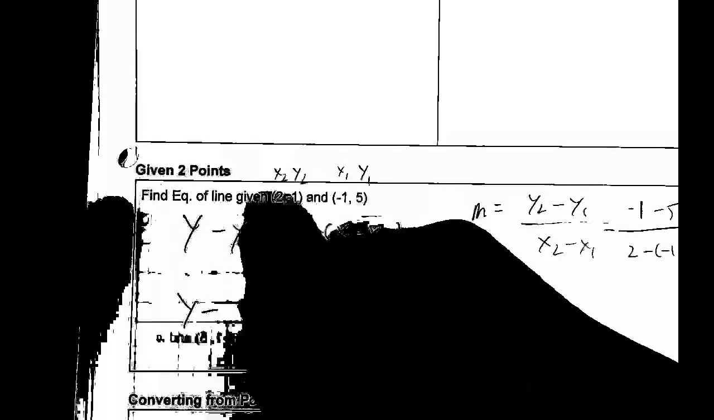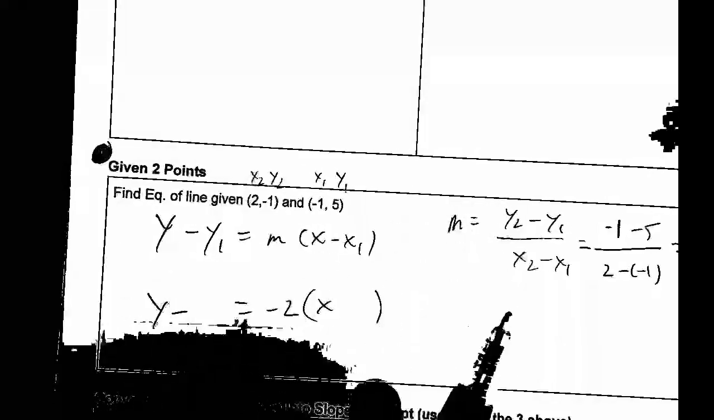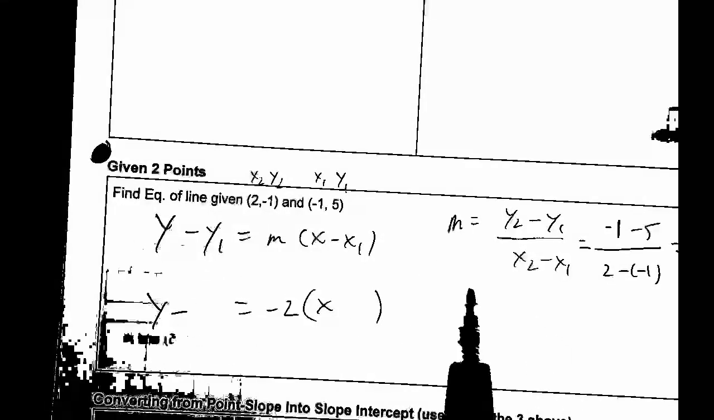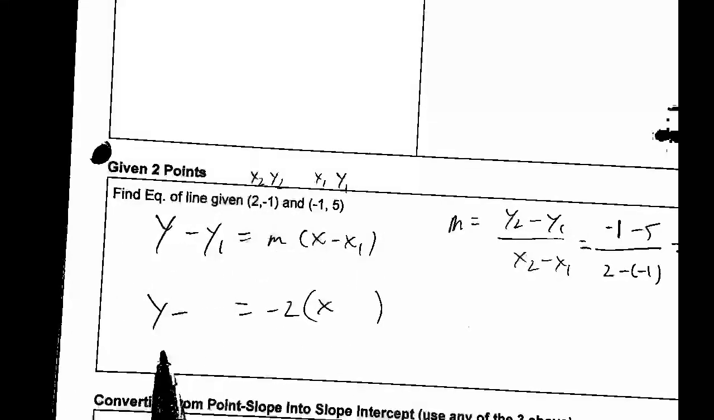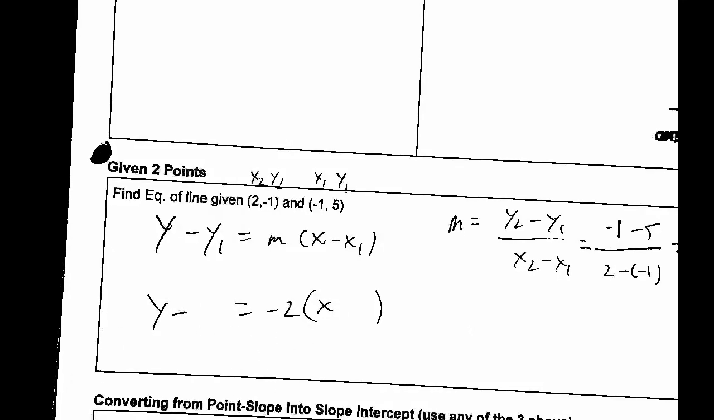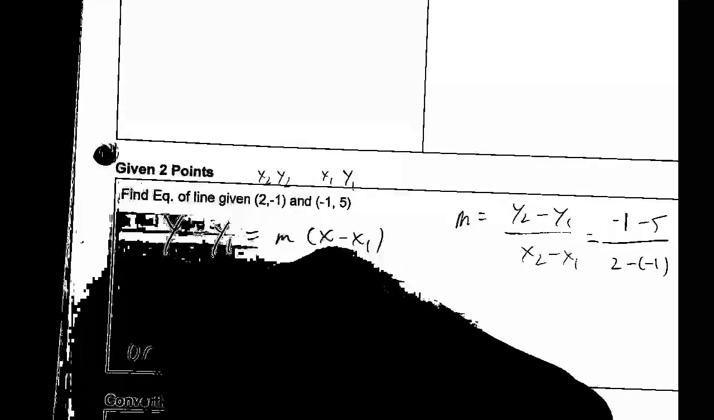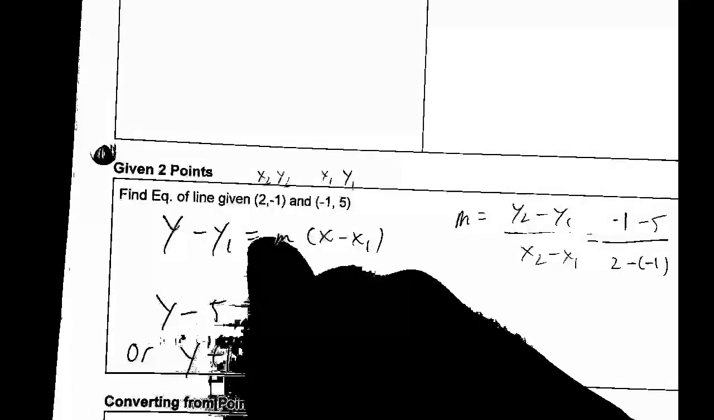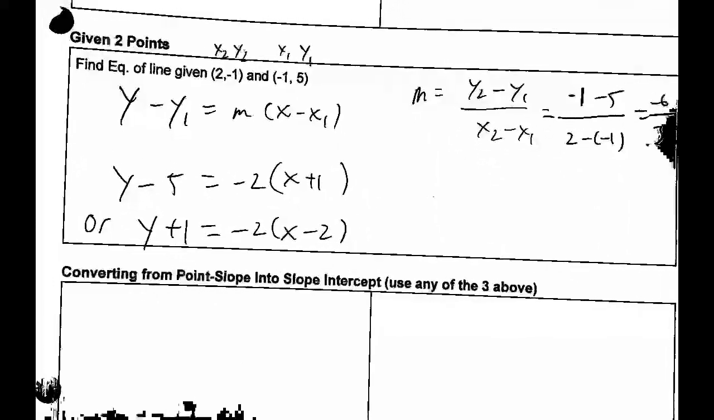So y minus something equals -2 times (x minus something), right? In these two spots for x1 and y1, I can choose either pair of coordinates. I know I said (-1, 5) was x1, y1, but for this purpose, it doesn't matter which coordinate you put in. So I'm going to say y minus 5 equals -2 times (x plus 1), but you could have said y plus 1 equals -2 times (x minus 2), and either of those would be fine.